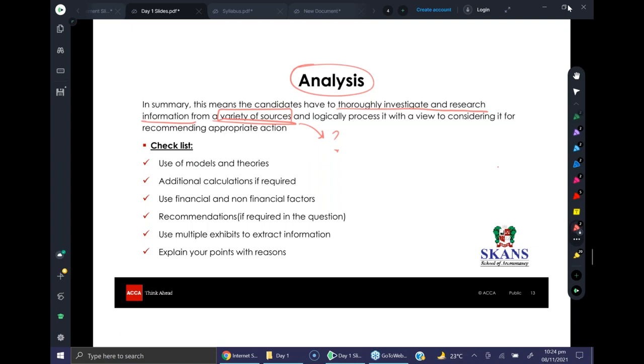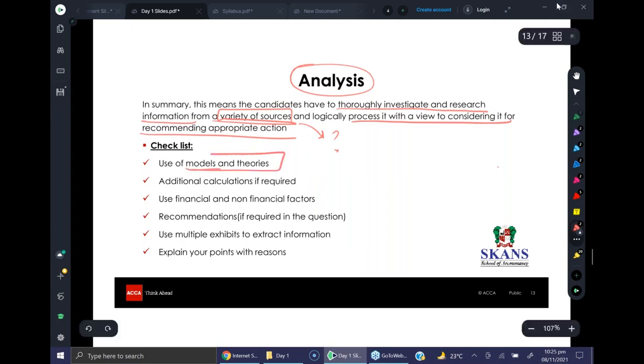Okay, and then logically process it with a view to considering it for recommending. So basically, analysis should be done in a way that the person who is reading your analysis should be able to give some kind of recommendation after reading it. The things should be so clear in the person's mind that they are ready for the recommendation. Okay, so what is the checklist? For analysis, you can use different models and theories which are within your syllabus, but this is subjective. You may or may not want to use the models, which is okay. But this is one way to incorporate analysis, because when you use models, sometimes you analyze the situation better. But it's okay not to use models as well.